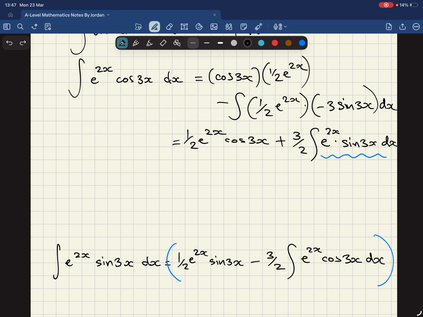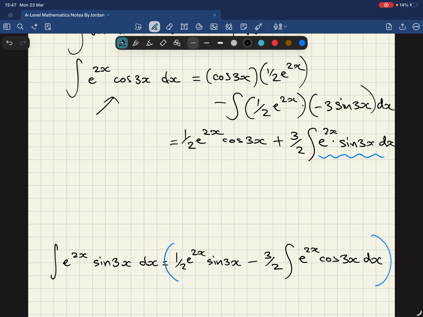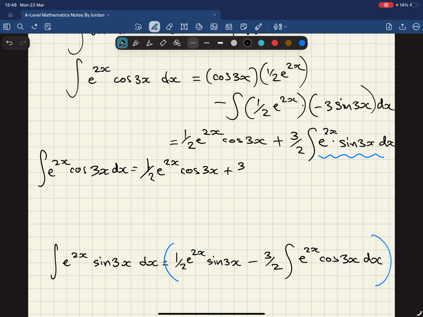So let me write all of that out. And I'm actually going to write this again, remember, because that's what we were starting with originally. So we've got the integral of e to the 2x cos 3x dx equals, so we're writing this, we've got half e to the 2x cos 3x, and then it's plus 3 halves, and that is where I sub in the integral that I worked out.